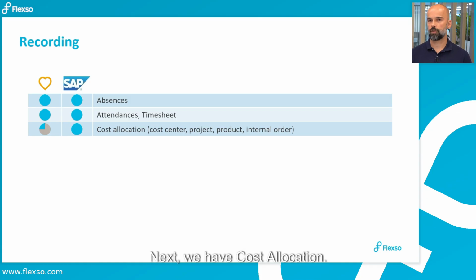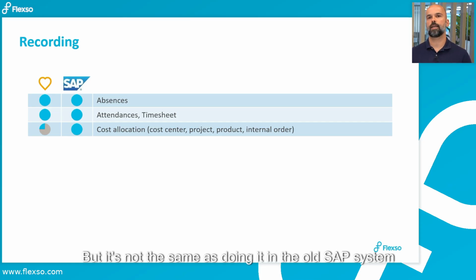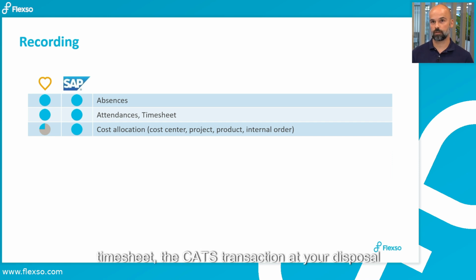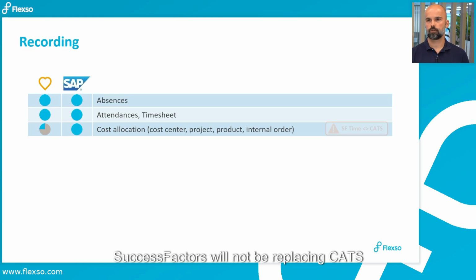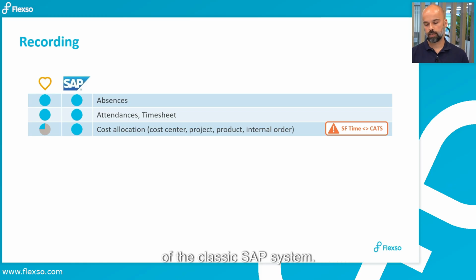Next, we have cost allocation. Cost allocation by standard in SuccessFactors, you can book your hours towards a cost center. You could also add some custom fields to book it towards another object, but it's not the same as doing it in the old SAP system, where you have the cross-application timesheet, the CATS transaction at your disposal to really do that in an integrated way. That's also not the goal of SuccessFactors. SuccessFactors will not be replacing CATS of the classic SAP system.